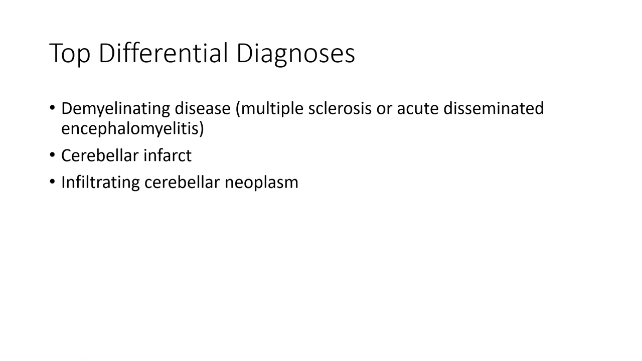Top differential diagnoses. First one is demyelinating disease, like multiple sclerosis or acute disseminated encephalomyelitis. Second is cerebellar infarct. Third, infiltrating cerebellar neoplasm.